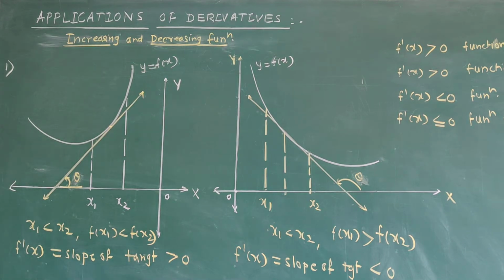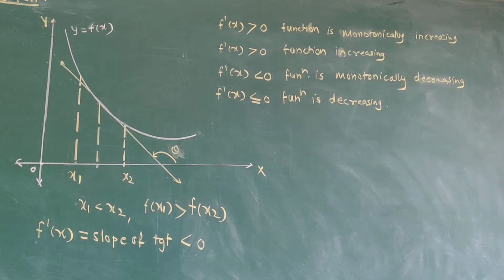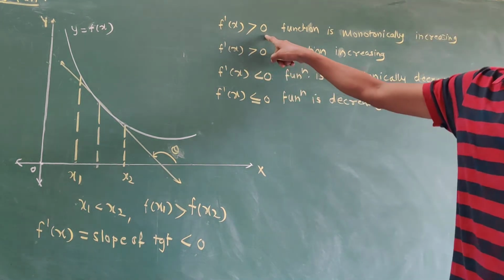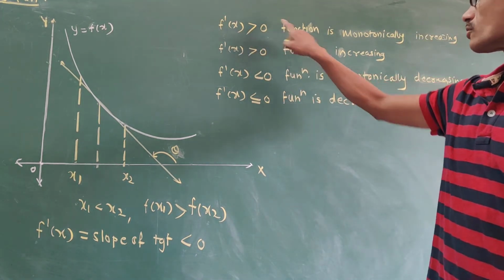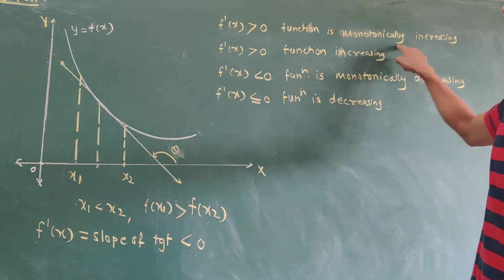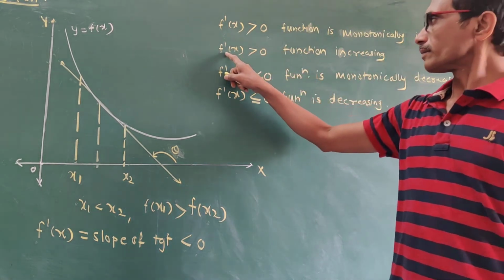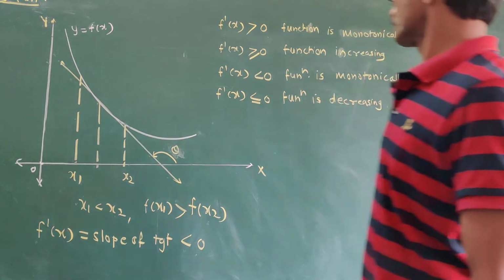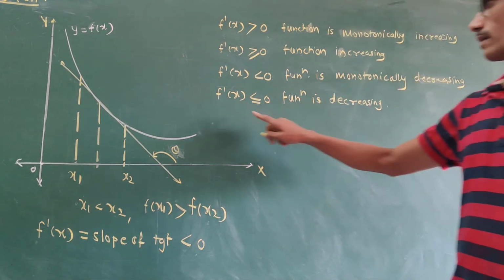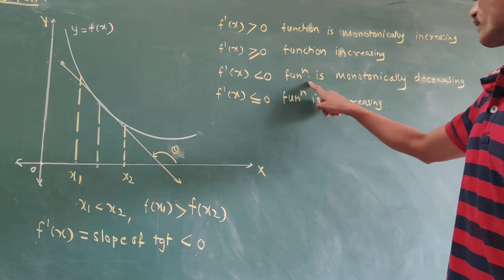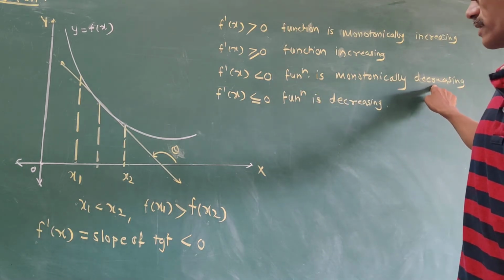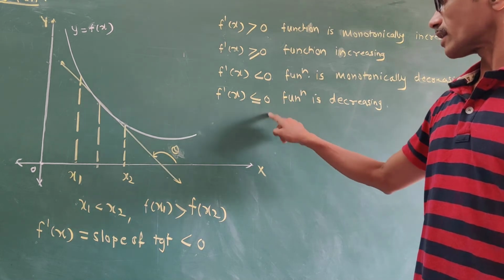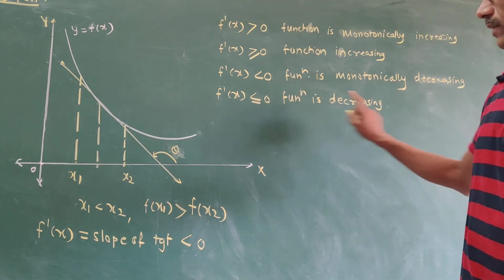So this is what we did in short: what are increasing and decreasing functions. Here you should note that if f dash of x is greater than 0, then the function is monotonically or strictly increasing. If f dash of x is greater than or equal to 0, then the function is increasing. If f dash of x is less than 0, then the function is monotonically decreasing or strictly decreasing. If f dash of x is less than or equal to 0, the function is decreasing only.